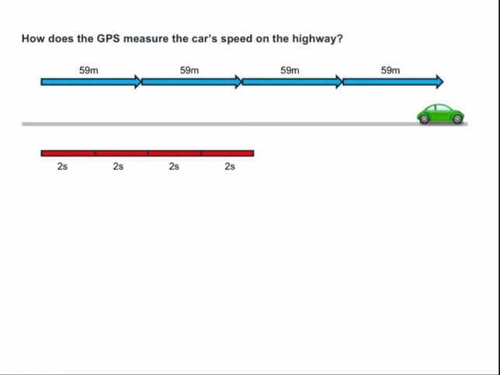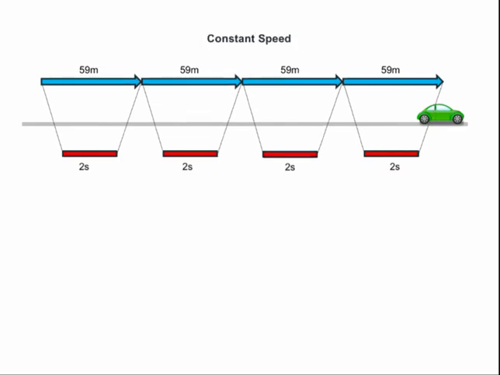Each time interval has an amount of change in time, in this case, 2 seconds. Also, each distance interval has an amount of change in distance, in this case, 59 meters. Now, let's think about how these time intervals correspond to the distance intervals. These black lines indicate how each distance interval corresponds to a time interval. The key feature here is that the size of each distance interval is always the same, no matter which 2-second time interval you are looking at.